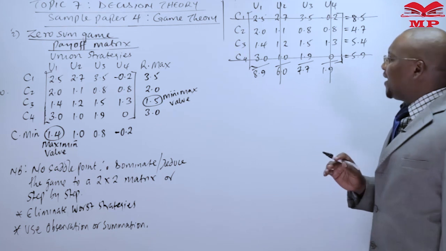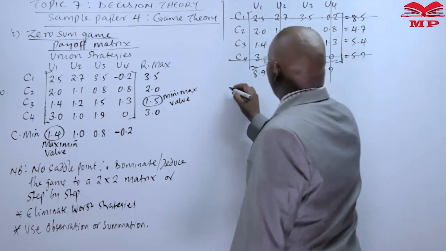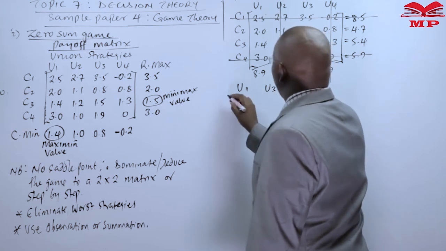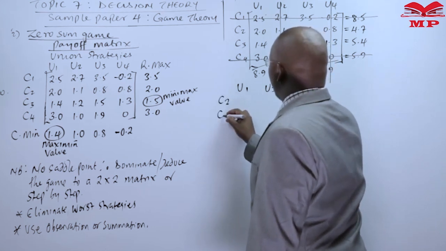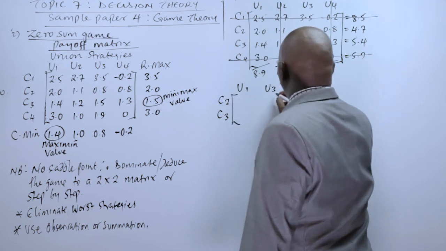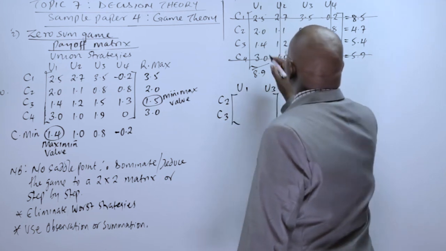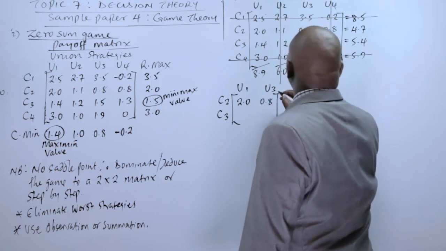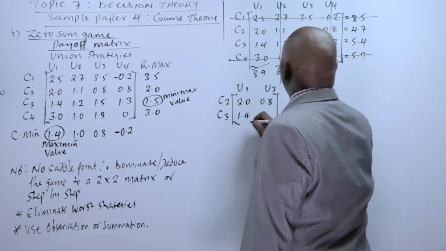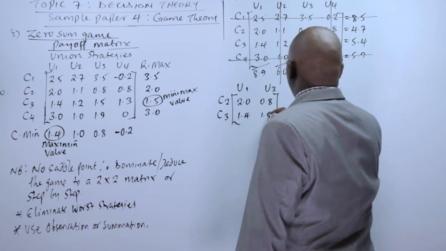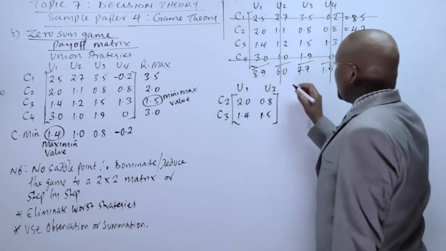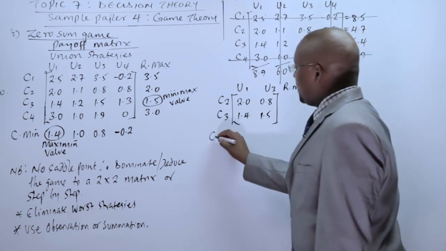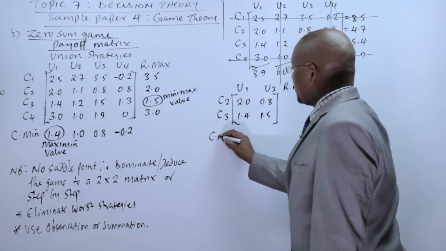So with this now we can have our conclusion here that we are having U1 and U3. This is C2 and C3. So this is going to be our 2 by 2 matrix. This is a 2.0, and then you have a 0.8. This is a 1.4, and you have a 1.5. So still we do the same thing. We look at the row maximum and the column minimum in this scenario.